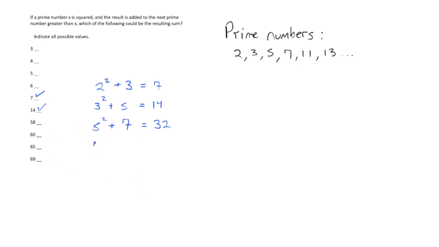So 7 squared plus the next prime number, 11. 7 squared is 49, and 49 plus 11 is 60. This is on our list.